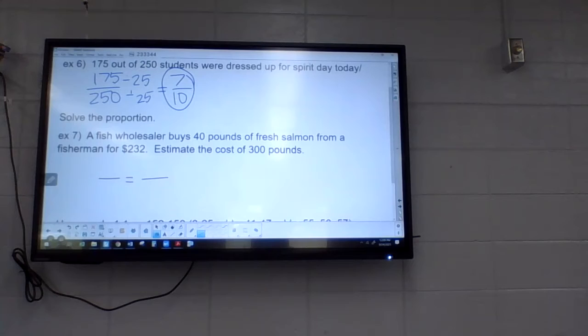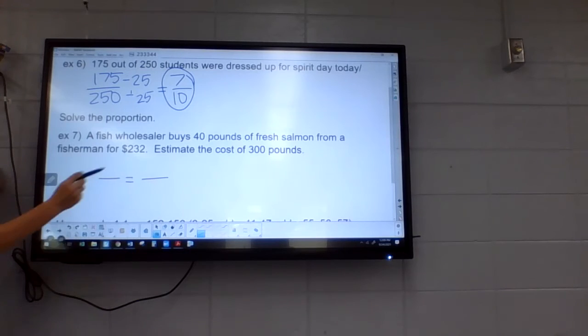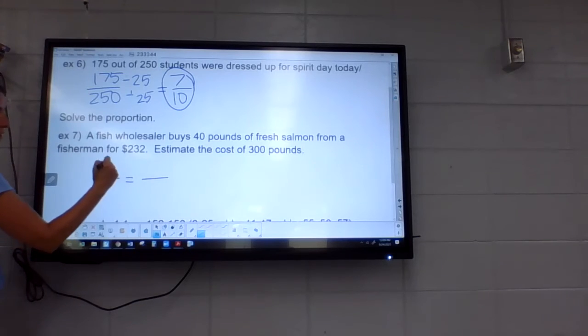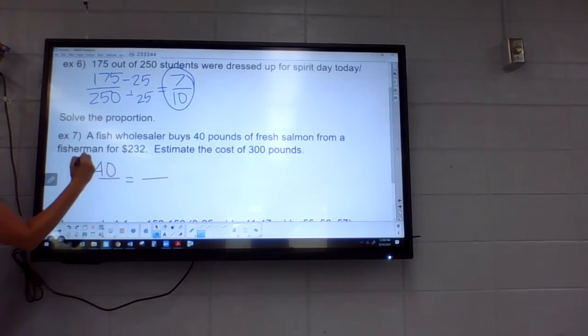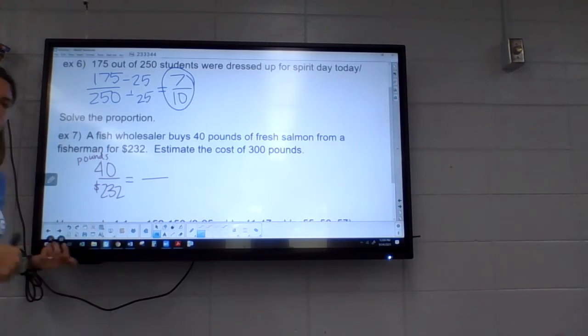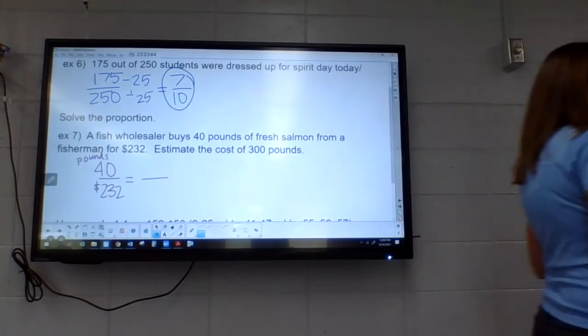So, in my proportion, on the top I'm going to put the same type of values, on the bottom I'm going to put the same type of values. So, what do you want our first fraction to say? 40 out of 232. So that means on top we have pounds, and on the bottom we have money. So for 40 pounds, we take $232.